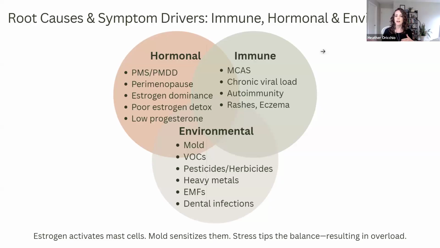So if you've never heard of that, I would encourage you to go look into that. But it's basically where the immune system becomes very hypervigilant. A chronic viral load, so very common to see EBV or some of the other herpes viruses, autoimmune conditions, so a lot of Hashimoto's, but some of the other ones can be sprinkled in there as well. And then rashes or eczema. Thinking about environmental contributors, so mold, mycotoxins, definitely at the top of the list. VOCs, pesticides, herbicides, heavy metals. EMFs is a very big one, so we don't want to overlook that. And then dental infections as well, something I'm always screening for.